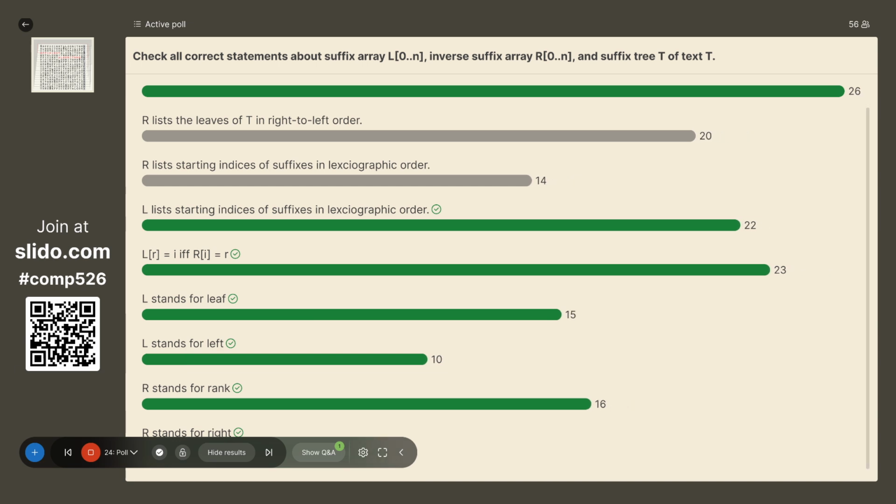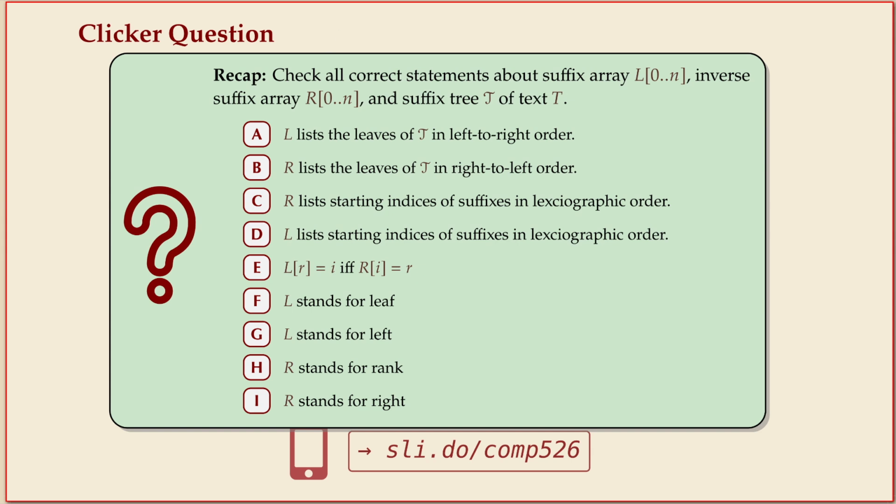Let's just quickly go through them. So first of all, a few things are essentially just the definition. The suffix array lists the leaves of the suffix tree in left to right order. That is correct. That's one way to define it. R does not have any direct relation with that order. It's the inverse permutation, so this is not true.